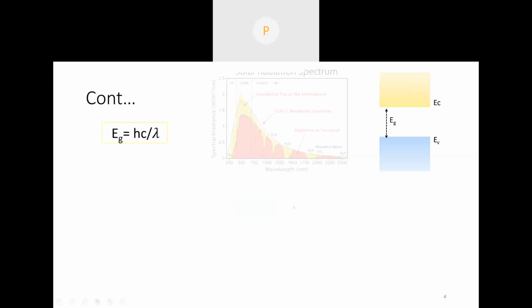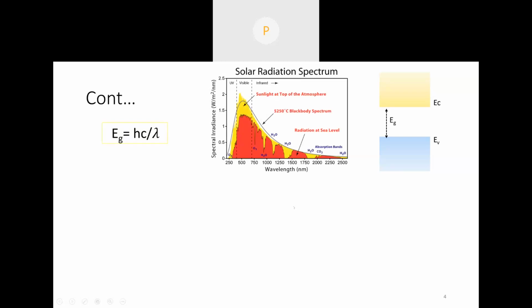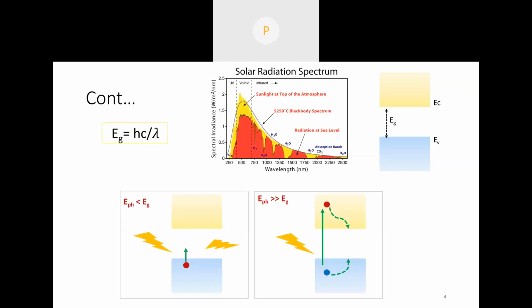Now, yeah, please stop. So now, you generally use semiconducting materials for the solar cell application with a band gap less than 3 electron volt. Now, there are various types of semiconductor materials available which have the band gap in this range.